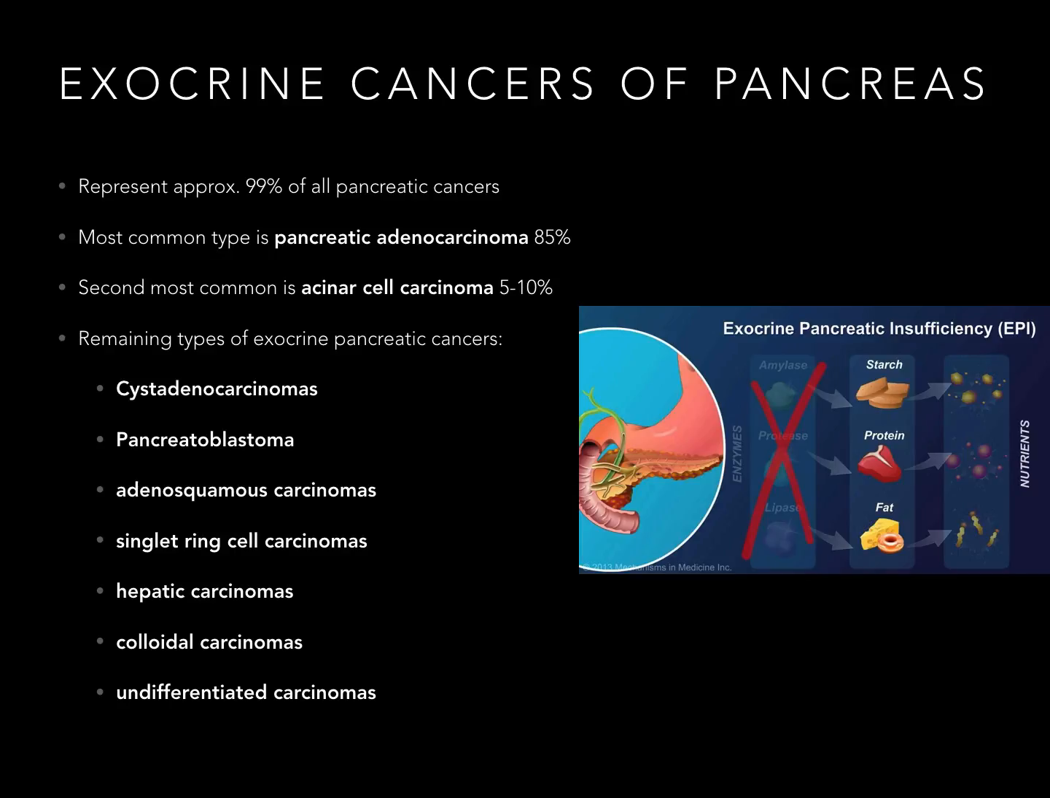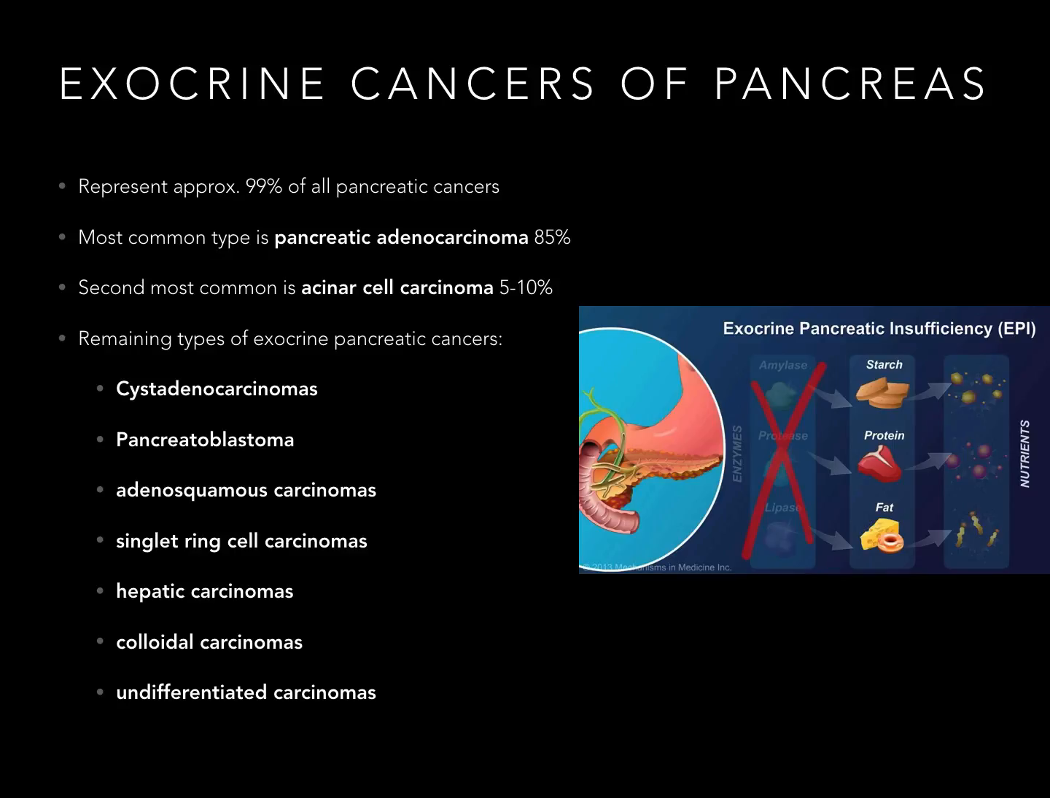Exocrine cancers. Exocrine cancers represent the vast majority, approximately 99%, of all pancreatic cancers. The most common type of exocrine cancer of the pancreas is pancreatic adenocarcinoma, which represents 85% of all pancreatic cancers, and the term pancreatic cancer is sometimes used to refer to only this type. Pancreatic adenocarcinoma originates in the ducts of the pancreas, which are used to secrete pancreatic juices into the duodenum, and approximately 60 to 70% of adenocarcinomas occur in the head of the pancreas.